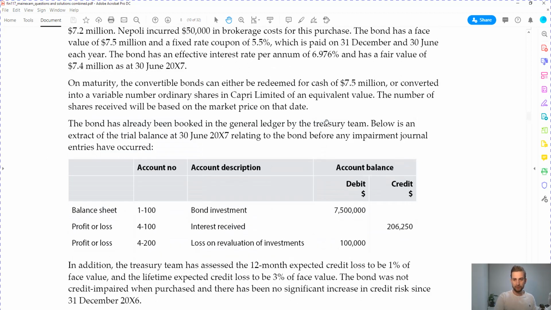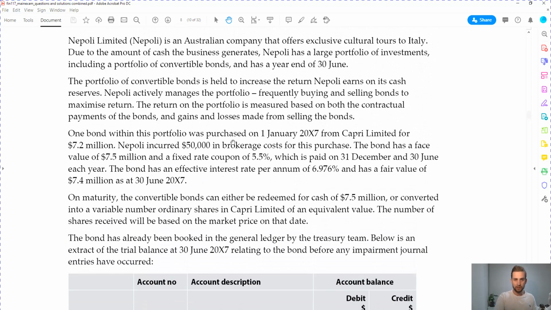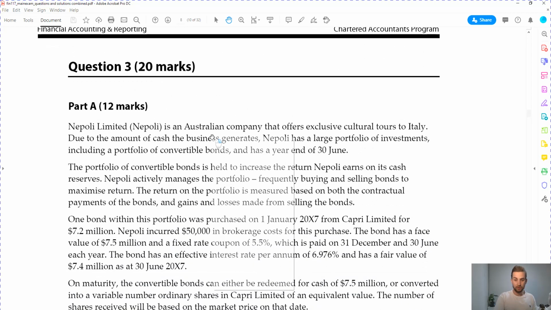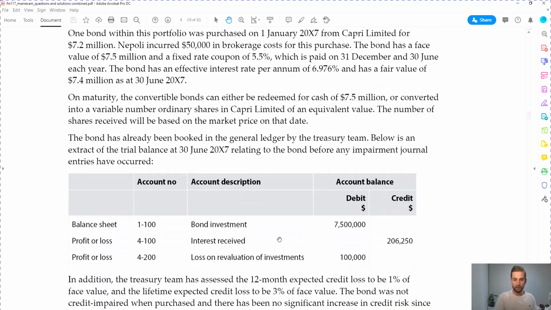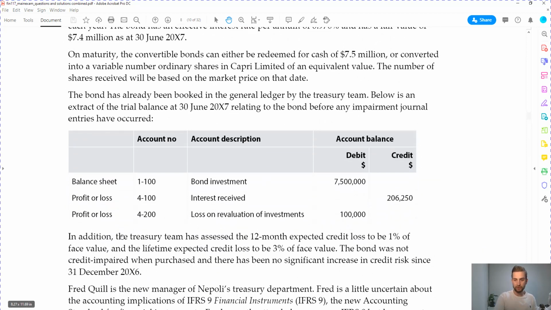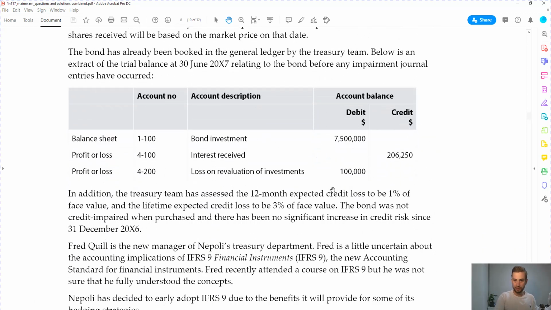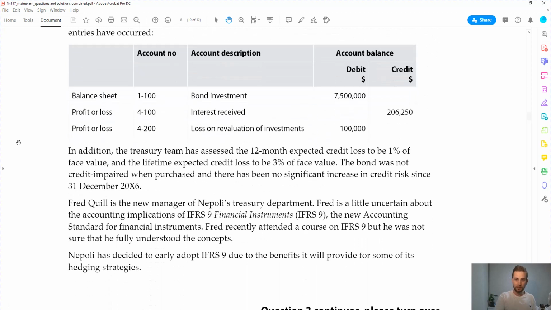So we've got bond investment of 7.5 million. Is that right? The face value is 7.5. Interest received is 206k. And the loss on revaluation of investment is debit 100k. In addition, the Treasury team has assessed the 12-month expected credit loss to be 1% of face value and the lifetime expected credit loss to be 3% of face value.